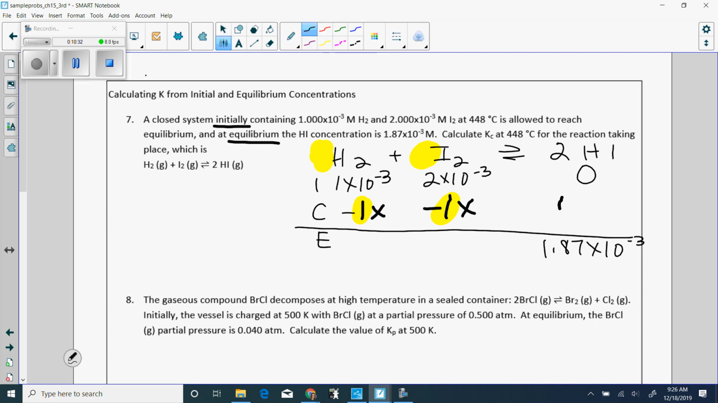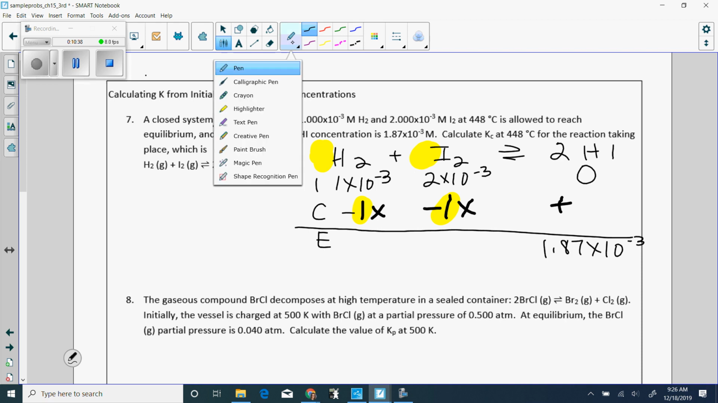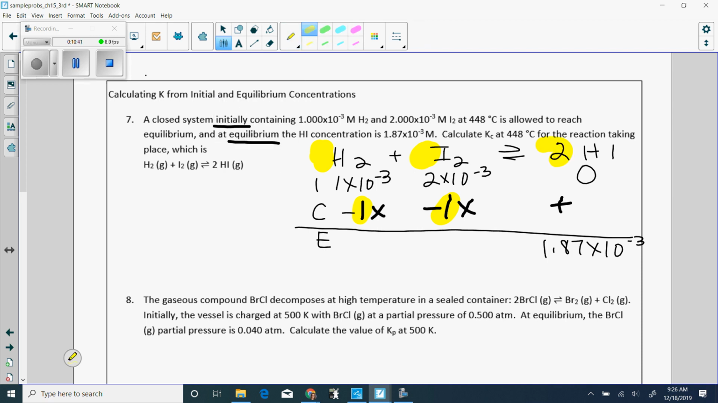My HI is going to go up by a factor of how much? 2. This 2 is because of that 2 right there. That seems to be all I know at this point.